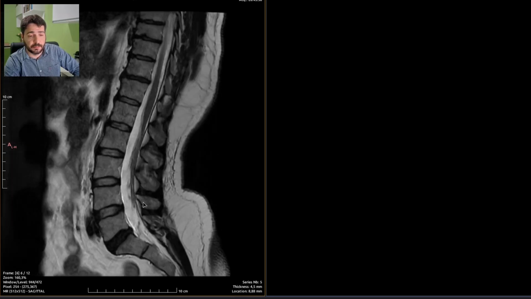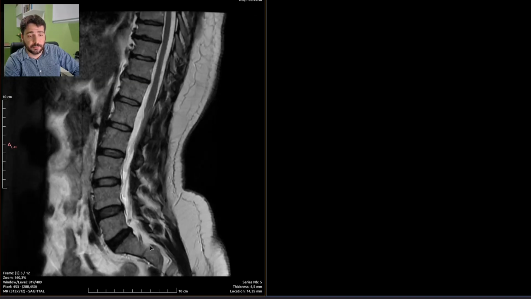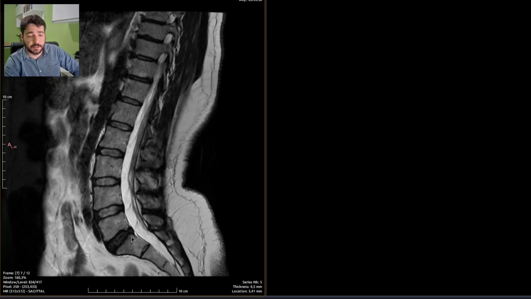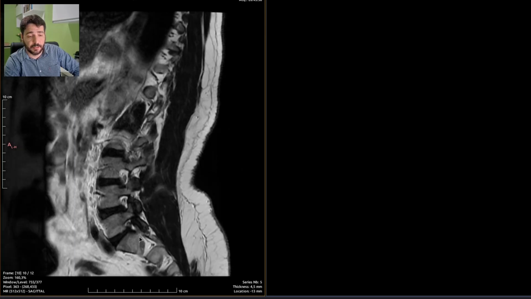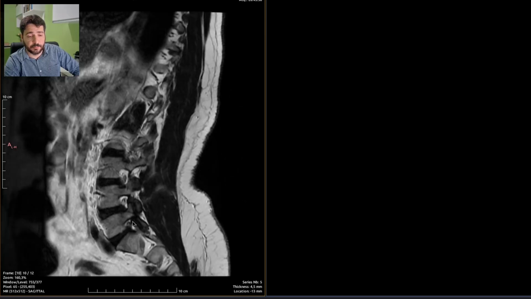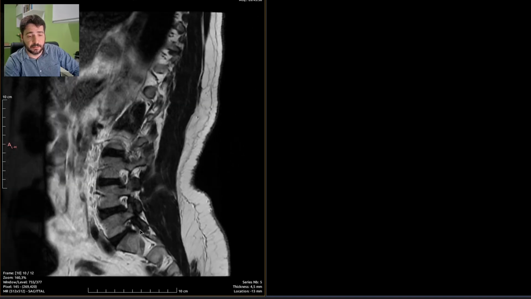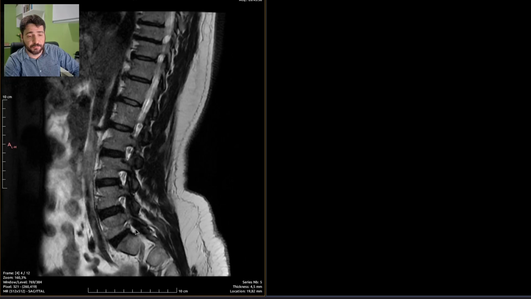But as you guys have already noticed, there are some bulging discs. There is a bulging disc on L4-L5, and also a bulging disc on L5-S1. And clearly there is foraminal stenosis right here, and the nerve root is compressed against the bone by the disc and the ligament, so this is painful.